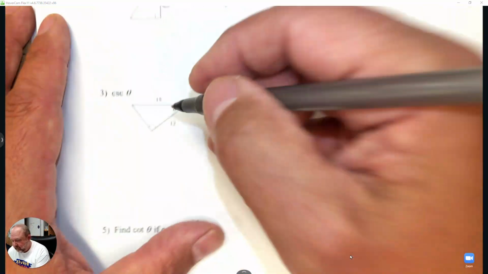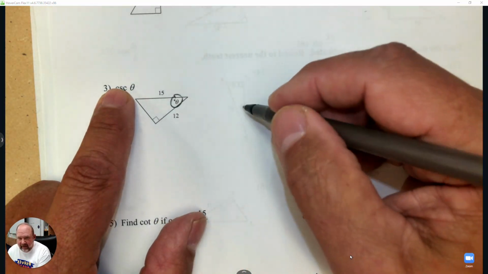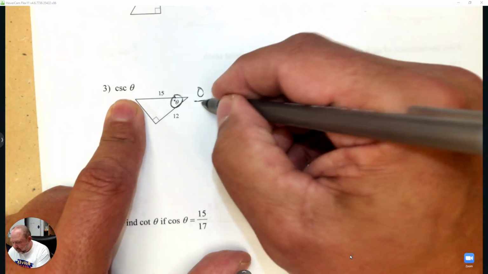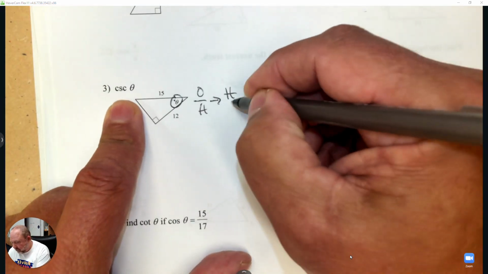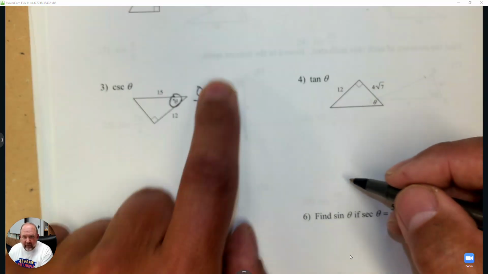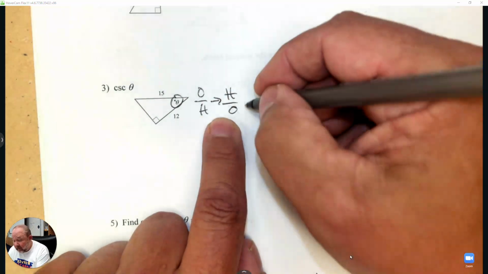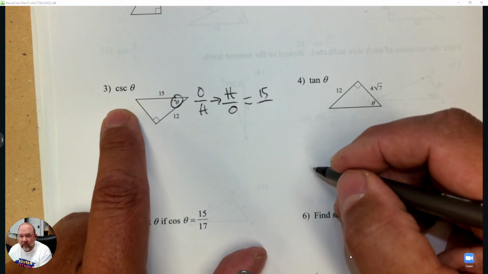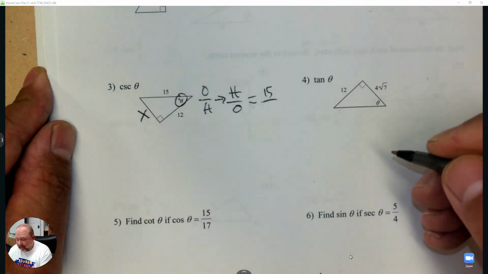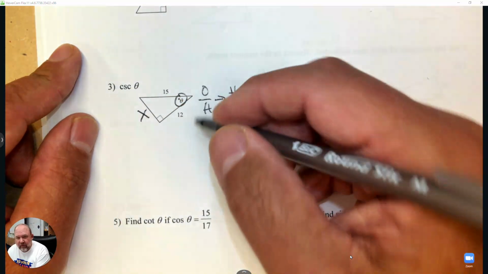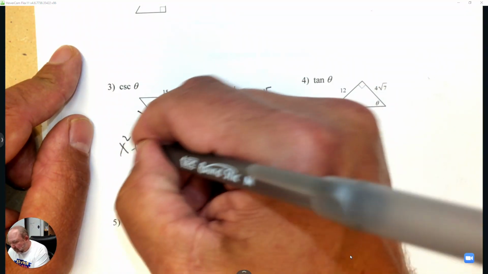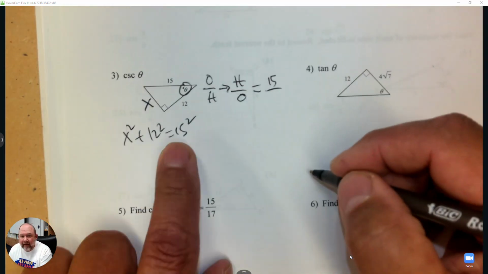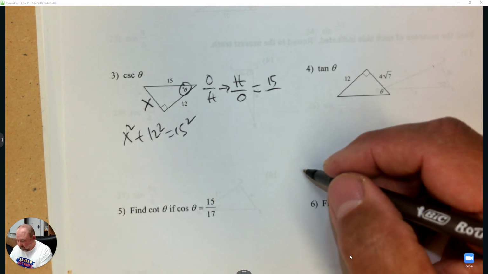Cosecant. Speaking of that, cosecant is the reciprocal of sine. So sine is opposite over hypotenuse, so the reciprocal of what I'm looking for is hypotenuse over opposite. I already know the hypotenuse is 15, but I don't know the opposite side, so I need to solve for it. Using the Pythagorean theorem, x squared plus 12 squared equals 15 squared. And then we're going to subtract and take the square root.